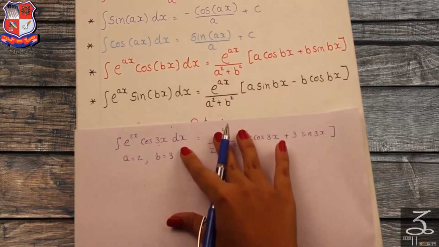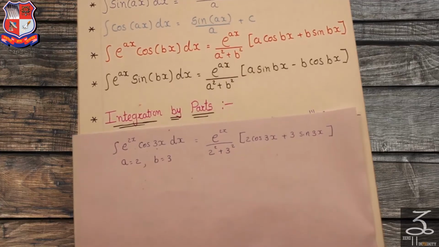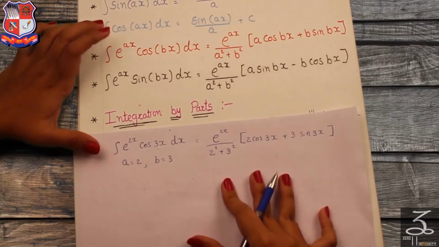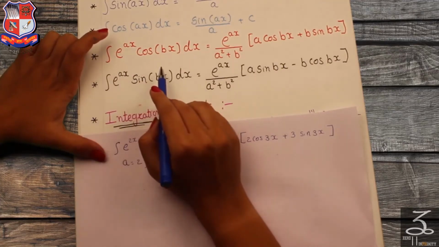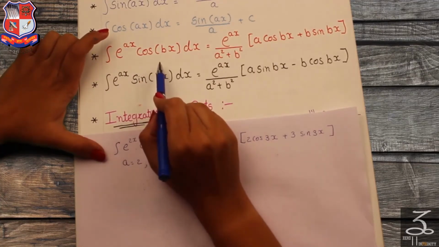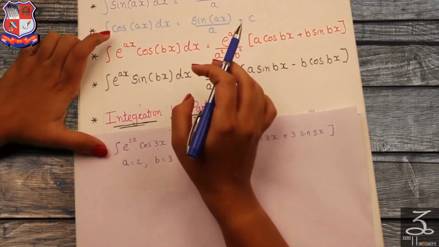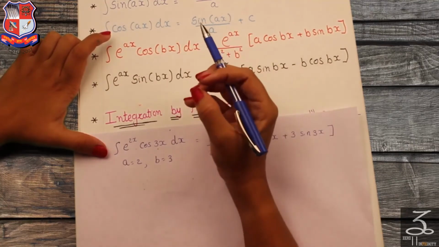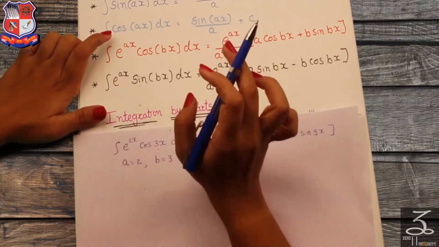Now moving to one of the most important parts of integration, that is integration by parts. It applies when two functions are in multiplication, and it could be any functions. Till here there were only exponential functions into trigonometric functions, that is cos and sine. Now we can take the multiplication of any two functions. For example, e raised to x into x raised to n, or x into cos x, that is multiplication of any two functions.